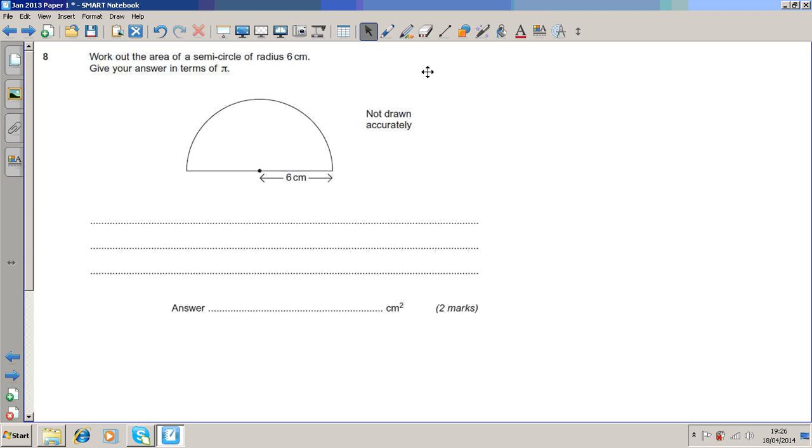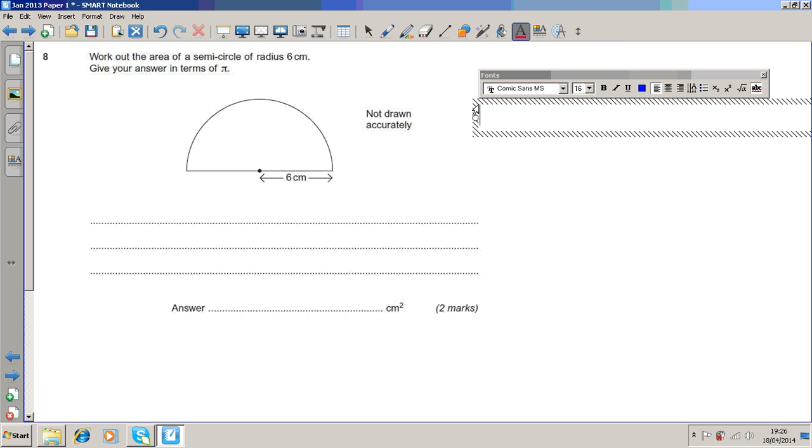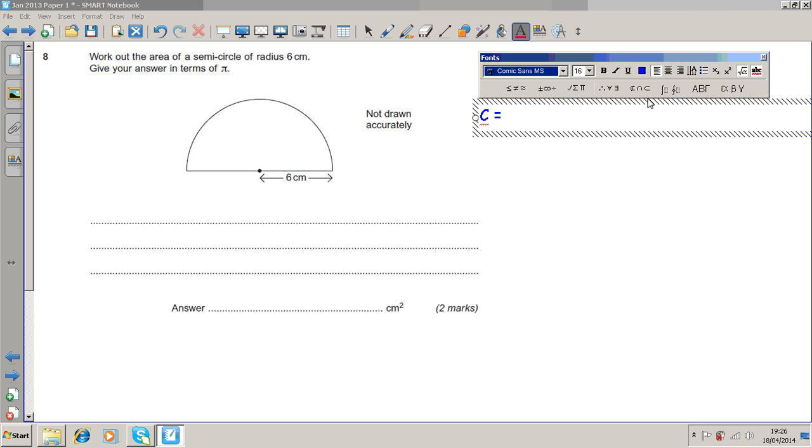Work out the area of a semicircle of radius 6 centimeters. Give your answer in terms of pi. Area of a circle. Well, let's put them both down so you've got them both. And that's an ugly looking symbol. I'm going to go for the other one. There we go.